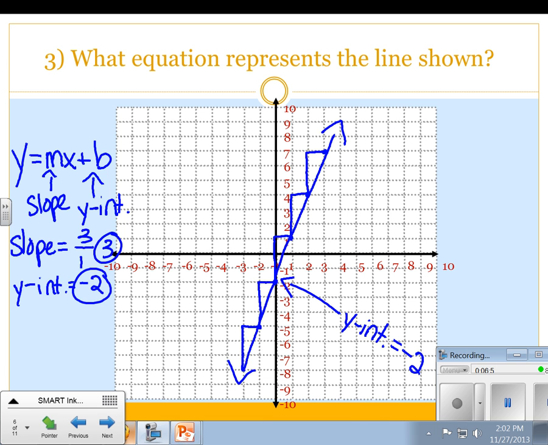So we have our slope of 3. We see our y-intercept at -2. So it'd be y equals the slope times x, and then -2 because it's -2. If it was a positive 2, you'd write +2.